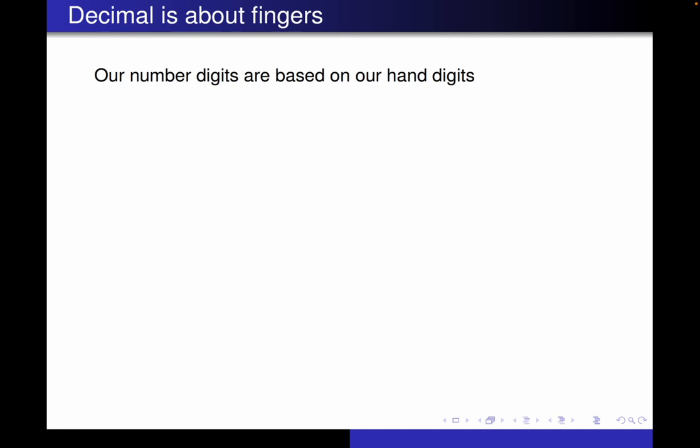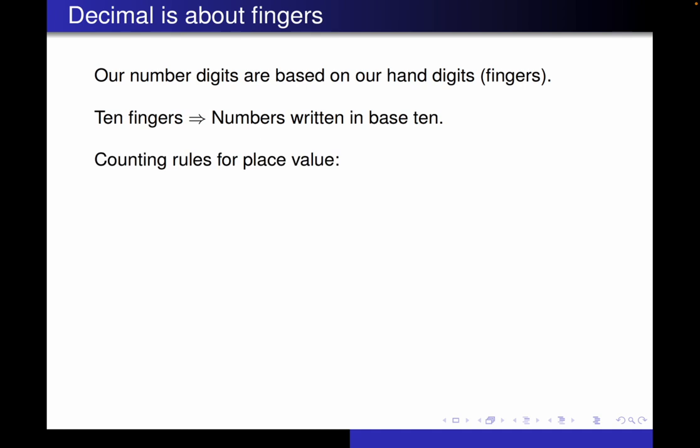So when we think about how our number digits work when we represent numbers, they are based on our hand digits. And when I talk about hand digits, I'm talking about our fingers. We have 10 fingers. That means we have numbers written in base 10, which means we really have 10 different symbols representing digits in our number system.